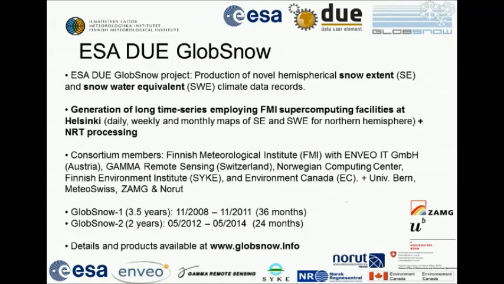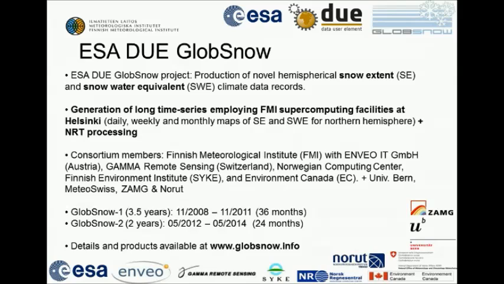It's quite a large consortium. We have most of the players from the European side. We have Austrian partners ENVEO, Swiss partners Gamma Remote Sensing, Norwegian Computing Center, University of Bern, MeteoSwiss, SAMK, and NORUT. And then we have two institutes from Finland, the Finnish Environment Institute and the Finnish Meteorological Institute, which is coordinating the project. We're working on generating long-term time series for snow extent and snow water equivalent, so two different parameters.